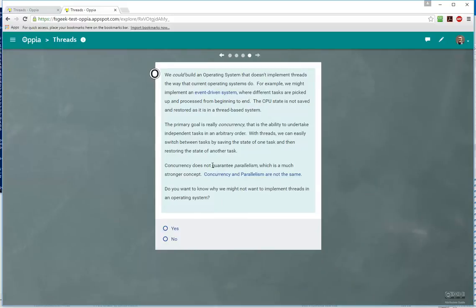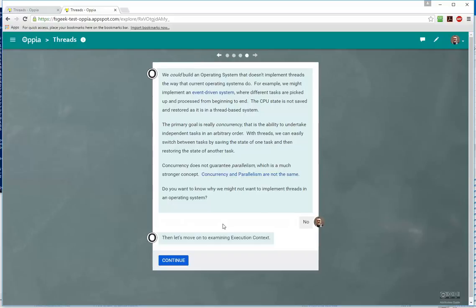The observation that follows from this also is that we can have event-driven systems which provide some level of concurrency, but don't provide any parallelism. So there's a distinction between concurrency and parallelism. Then it says, do you want to know more? Yes or no? In this case, I'm going to choose no. There's one extra card that would dive into that topic a little further.